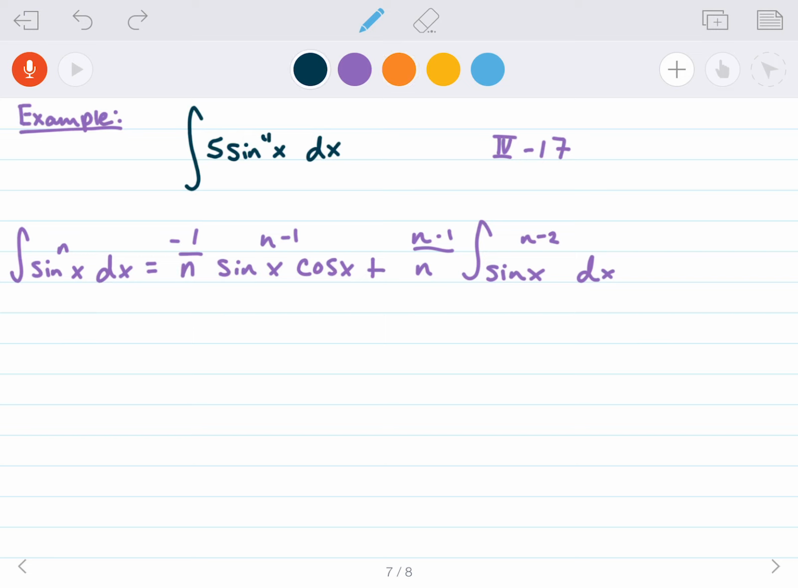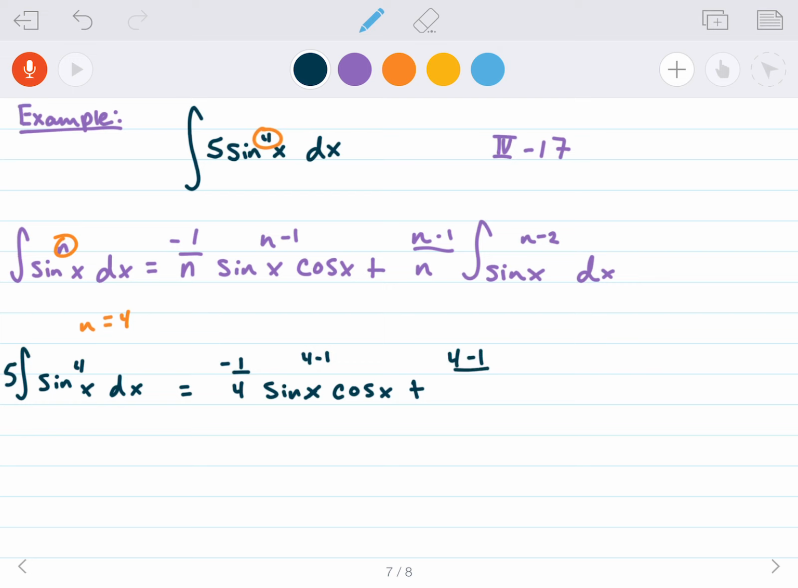All right, so let's go ahead and pull out that 5 first of all. Pull out that constant. And now I'm going to apply the formula. So in this case, n is the power, so n is equal to 4. So just plugging everything into my formula, I have negative 1 over 4 sine to the 4 minus 1 of x cosine x plus 4 minus 1 over 4.